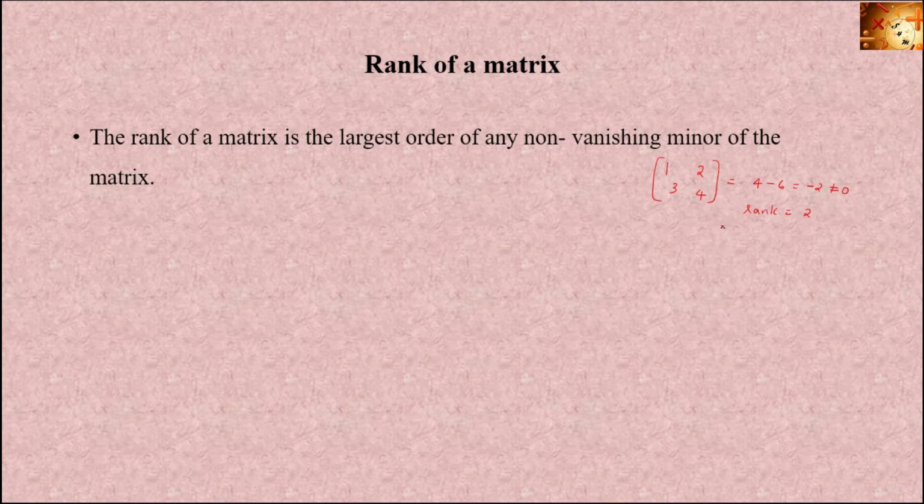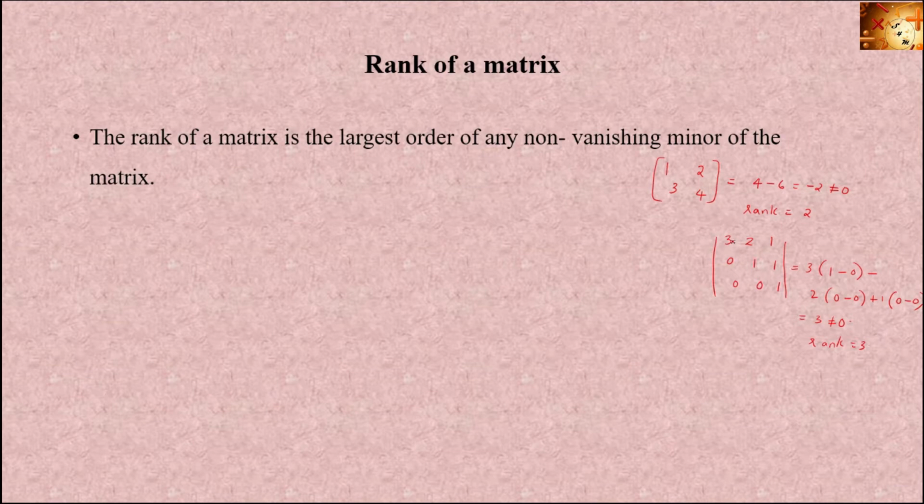Similarly, if you are considering a matrix 3, 2, 1, 0, 1, 1, 0, 0, 1, finding this determinant, we have 3 into 1 minus 0, minus 2 into 0 minus 0, plus 1 into 0 minus 0, that is equal to 3. This is not equal to 0, therefore here also the rank is equal to 3, the order of the matrix.